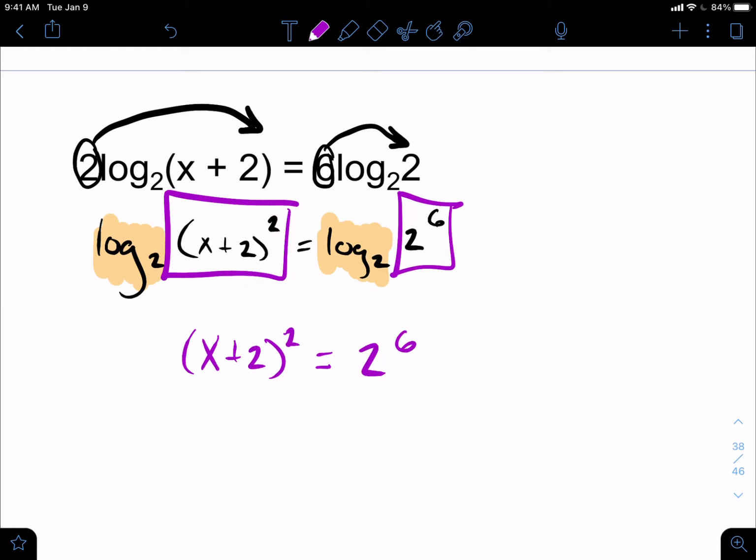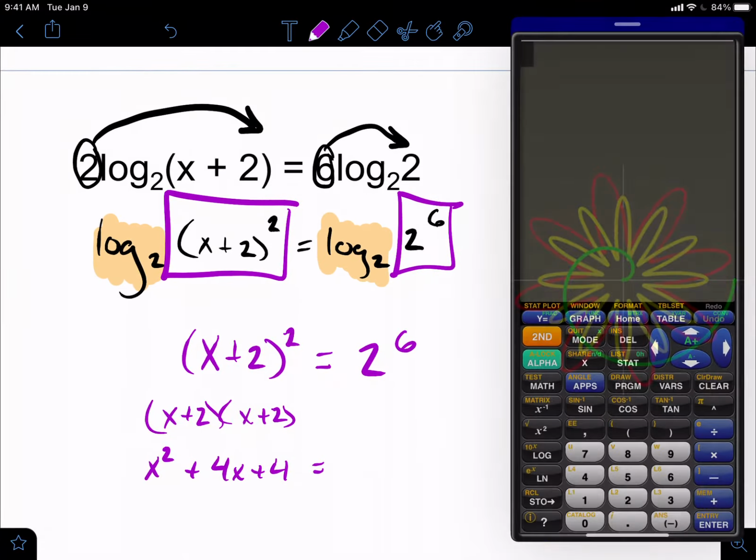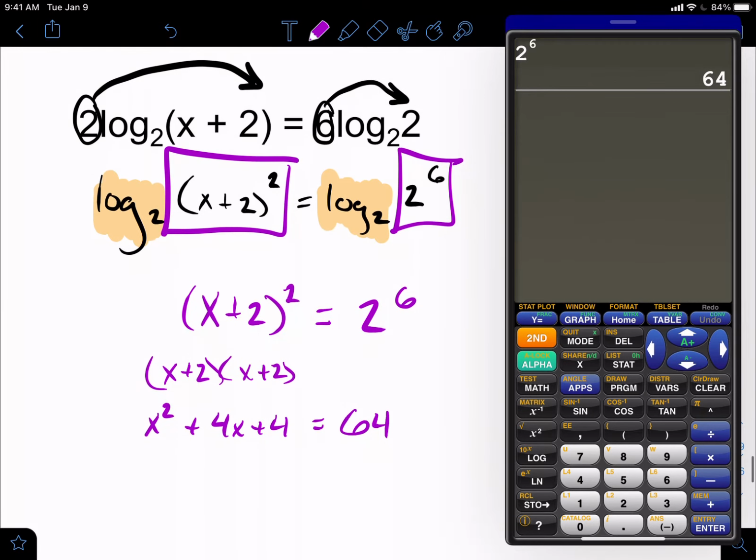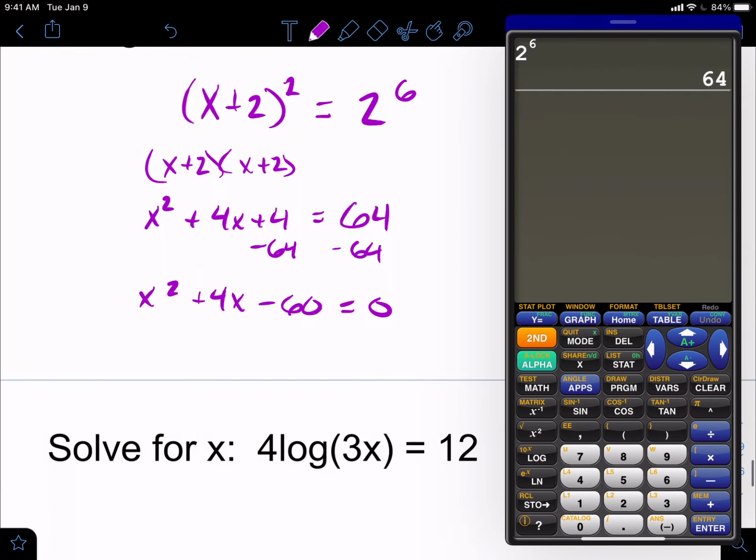So multiplying this one out, x plus 2 times x plus 2, that's what it means to square. We get x squared plus 4x plus 4 is equal to 2 to the 6th power, which, let's punch that in, I'm not exactly sure, 64 maybe? 2 to the 6th is 64. And then we can come over here and solve. So this is a quadratic, so we want to subtract 64 from both sides. So I'll be at x squared plus 4x minus 60 is equal to 0.